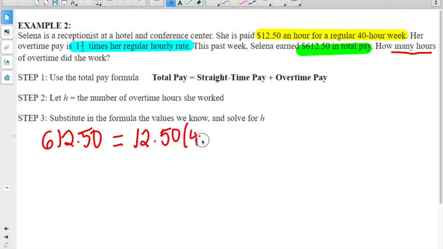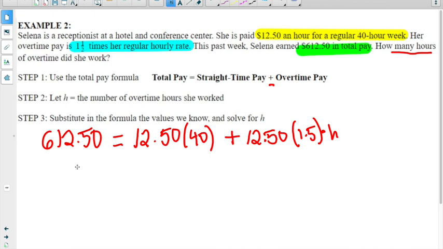$12.50 times 40 hours. Plus, her overtime pay is 1.5 times her regular hourly rate. So we know her regular hourly rate is $12.50. We know that she earns 1.5 times her regular hourly rate for overtime, but we just don't know how many hours she worked. Okay, so this is our equation that we're setting up.